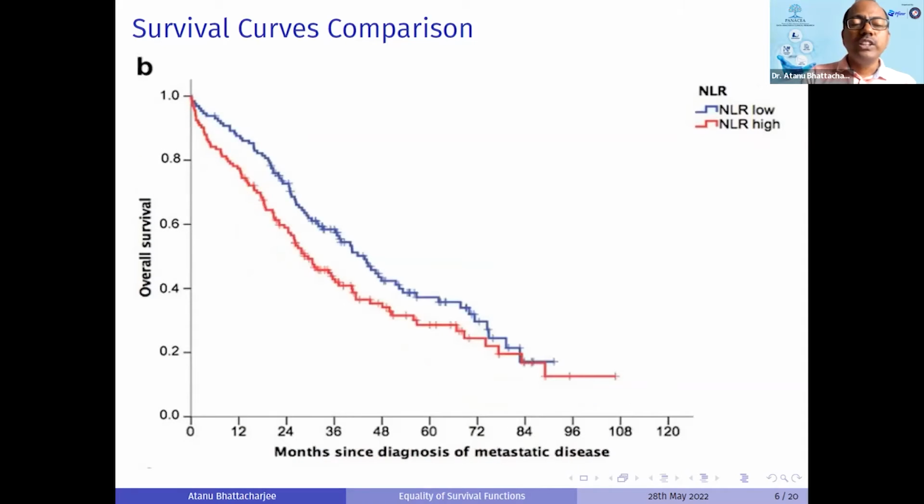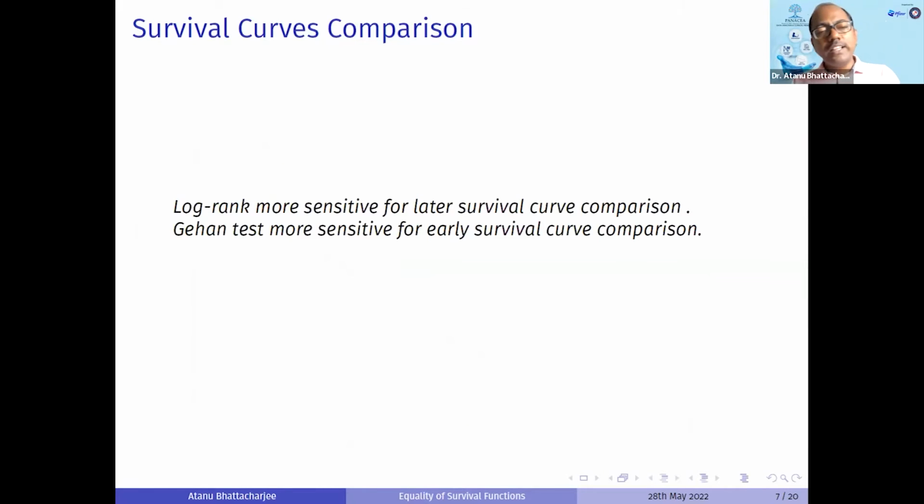So the question here is, there is a huge difference in being in a better position to make a comment that blue, or low, is doing better than high. So it is important to decide in what part of the curves we are going to make the comparison. Basically we have two ways to handle that. One is the log rank test, which is more sensitive towards later survival curve comparison, and the other is the Gehan test, which is more sensitive towards early survival curve comparison. So we have only two ways to handle that.